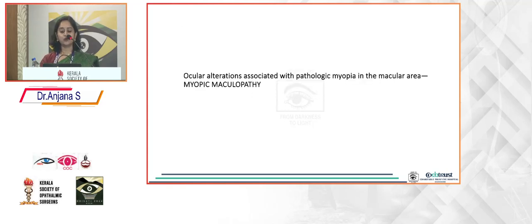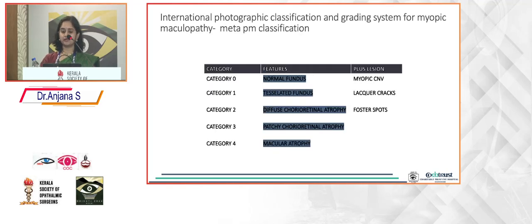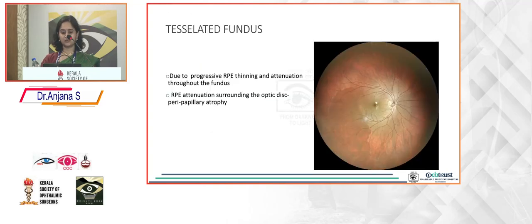Now, the ocular alteration occurring in pathological myopia in the macular area is the myopic maculopathy. So, coming to an important classification, that is the META-PM classification. Myopic maculopathy is classified into 5 categories: 0, 1, 2, 3, and 4. 0 is a normal fundus, 1 is a tessellated fundus, 2 is diffuse chorioretinal atrophy, 3 is patchy chorioretinal atrophy, and 4 is macular atrophy. And we have 3 types of plus lesions as well. One is the myopic CNVM, next is the lacquer cracks, and third is the Fuchs spots.